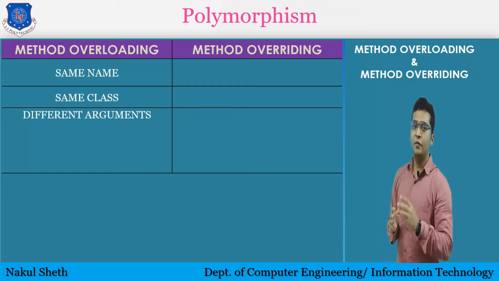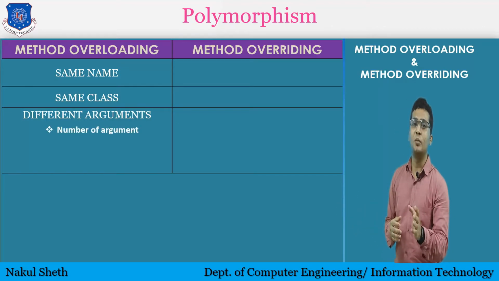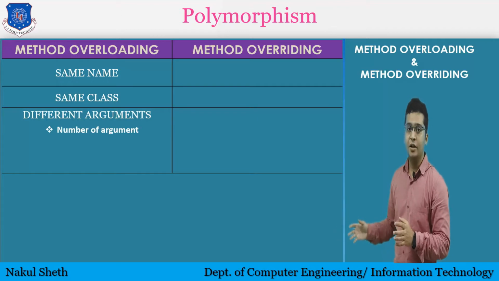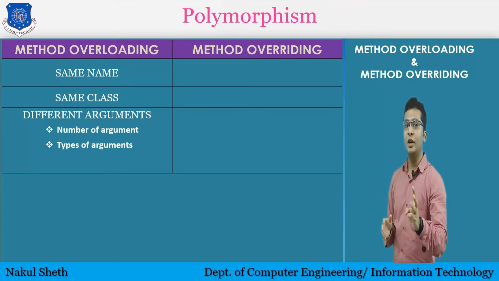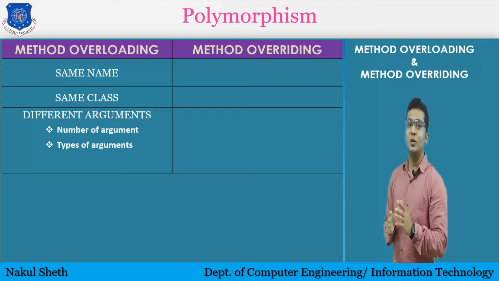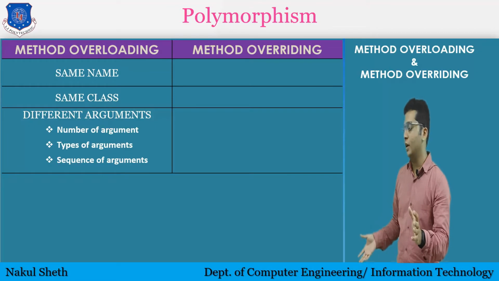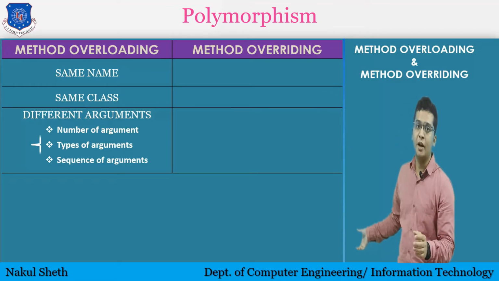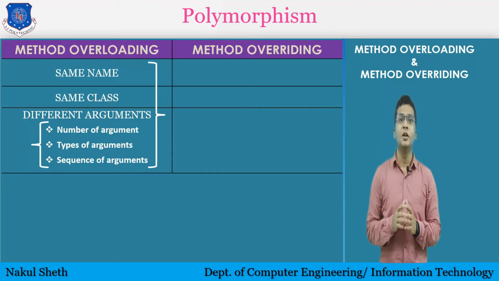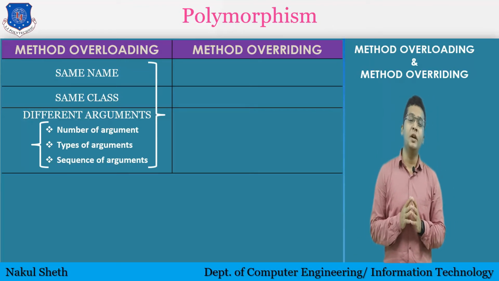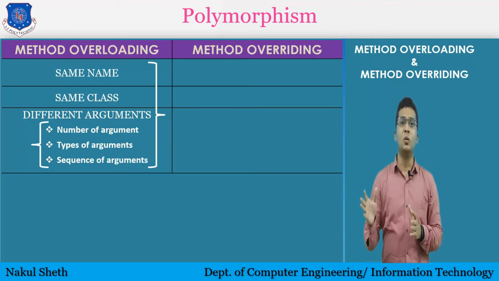So there are three different conditions in argument. First is you can change number of argument. Second, you can change types of argument as well. And third, you can change the sequence of argument as well. So you can satisfy any of these three conditions, and then you can achieve method overloading in Java.